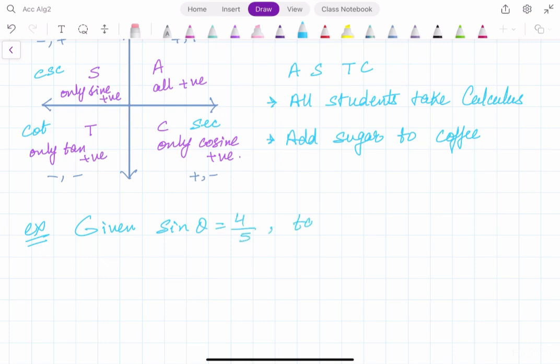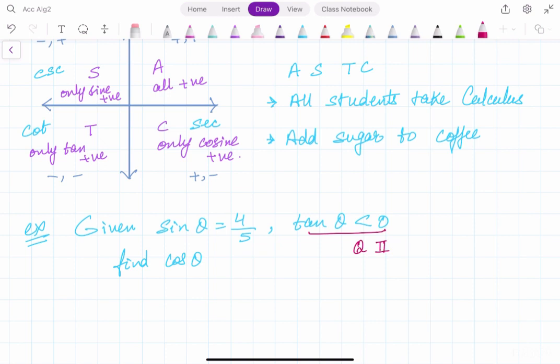So we have sine theta is equal to 4/5, and it is given that tangent theta should be less than 0. And we need to find out what is cos theta. Now, few things we need to keep in mind. When they are saying tangent theta is less than 0, in which quadrant tangent is negative?